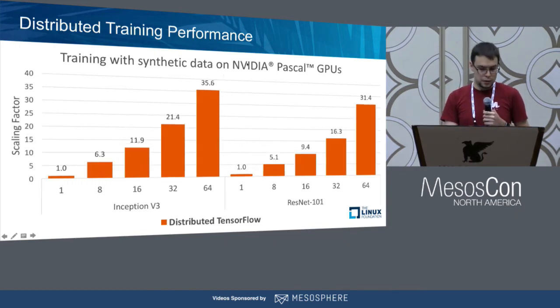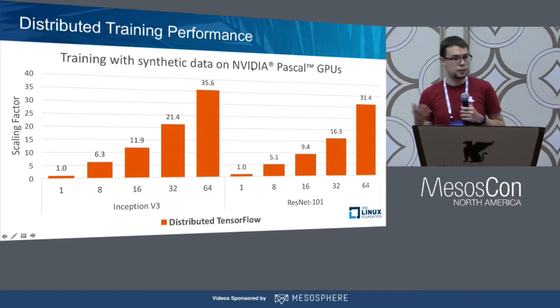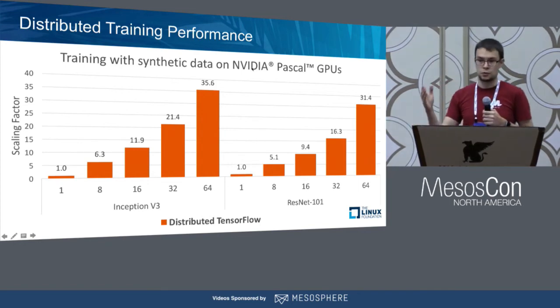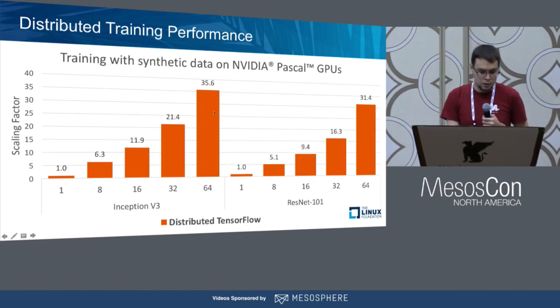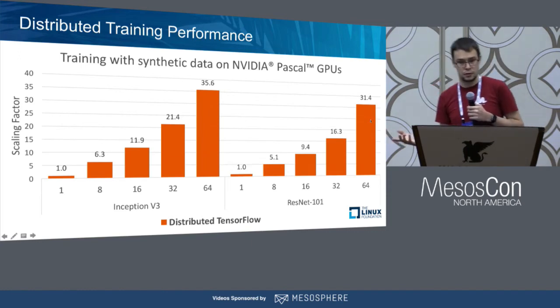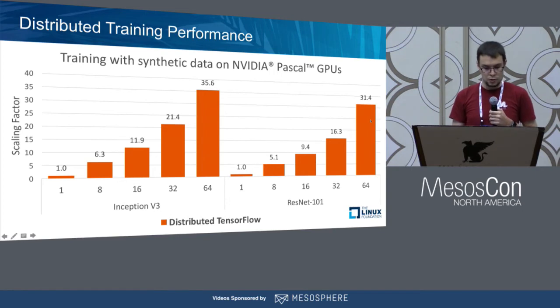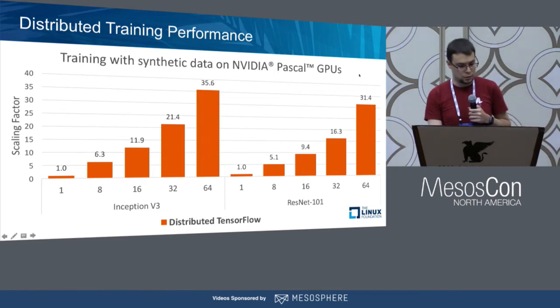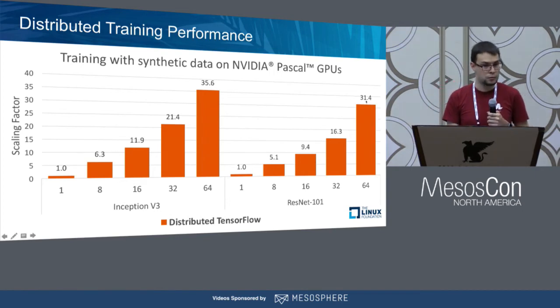If we look at the scaling factor, which is basically the number of images per second you get on many GPUs compared to one GPU, this is what we get. We see that for different networks the numbers are different, but the major theme is that we lose 50% of our compute resources. On ResNet, which is one of the popular networks, we get 31x on 64 GPUs, and on Inception, we get 35x. These are two very popular models.